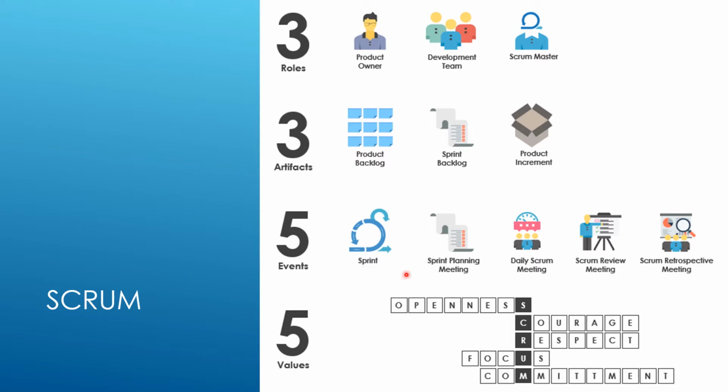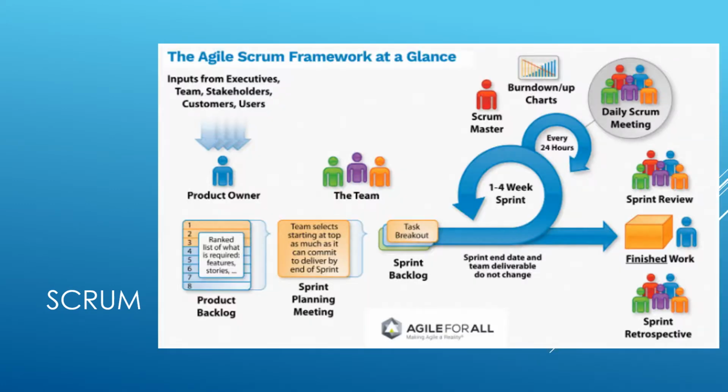The events include sprint planning meeting, daily scrum, sprint review, and sprint retrospective. Then the five values they're talking about are openness, courage, respect, focus, and commitment. So these are derived from the Agile Manifesto and principles.